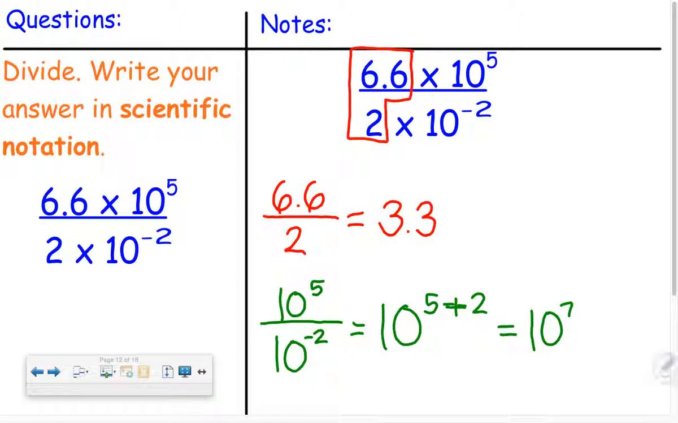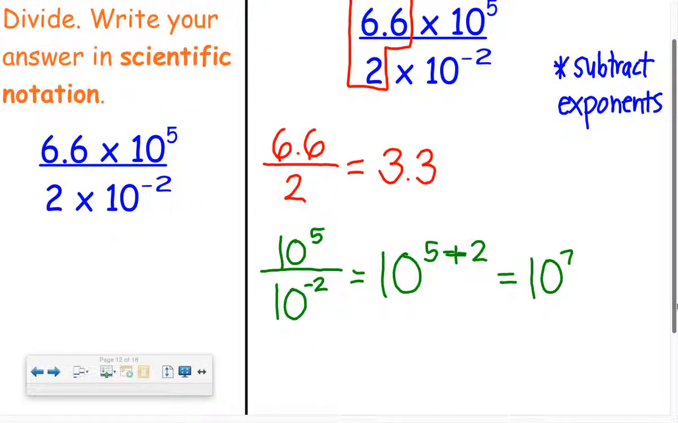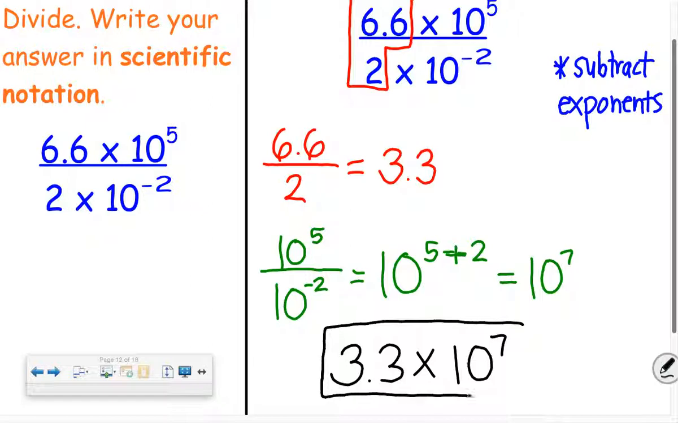So if it helps you, you could write down subtract exponents. And you could add into the multiplying part, multiply or add exponents. So that might help you to add into your notes. So these ones are subtract the exponents. Those ones were add the exponents. So then your answer is 3.3 times 10 to the 7th. And that's between 1 and 9.9. So you're done.